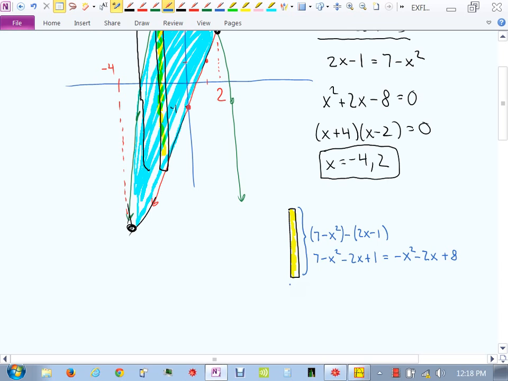Now, how wide is this rectangle? dx. Always dx. Just a little sliver. So we have everything. We have where the integral should start, where it should stop, and we have what the integrand looks like. So now we set it up.